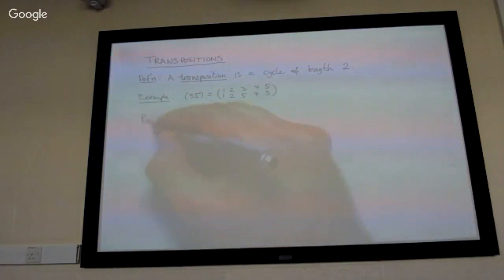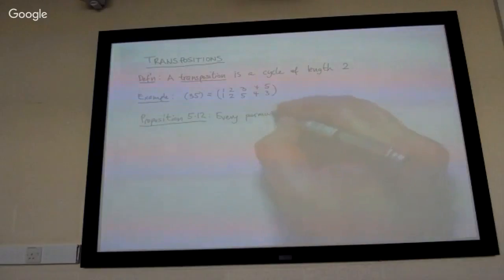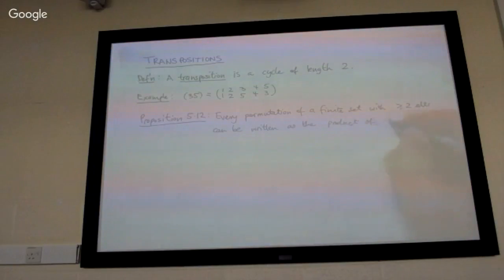It's called proposition 5.12 in the book. It says that every permutation of a finite set with at least 2 elements can be written as the product of transpositions.